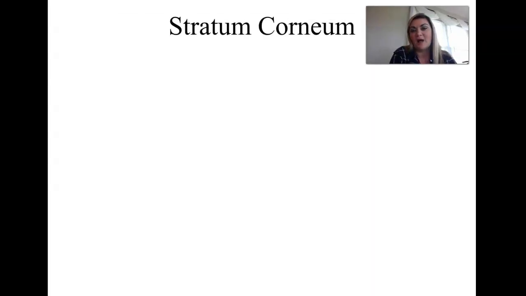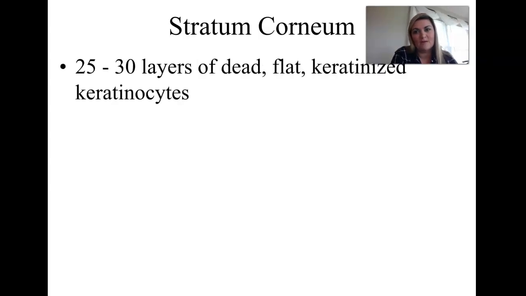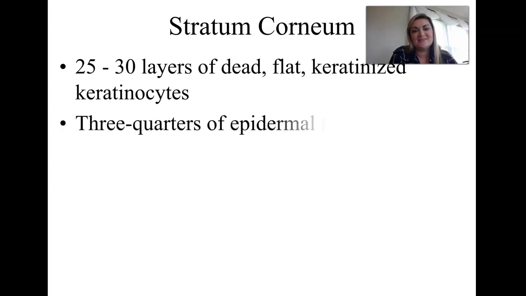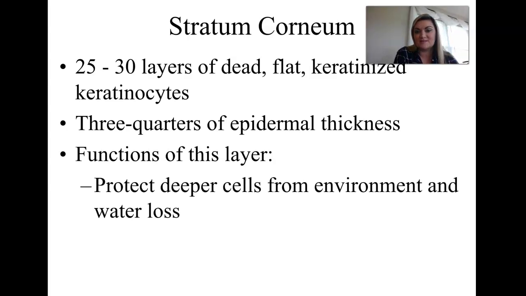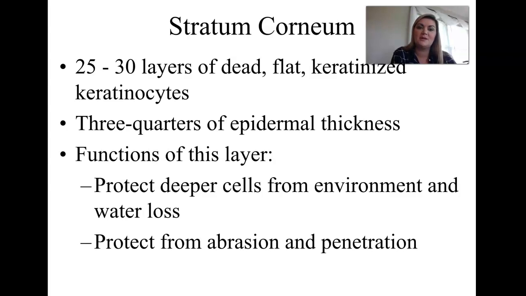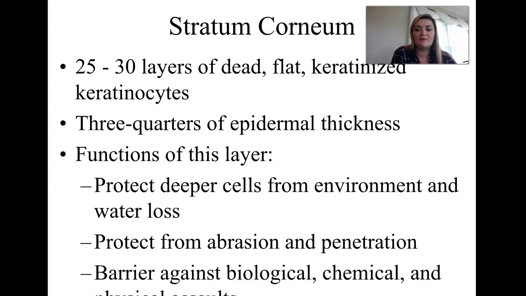Then we go into the top upper layer, and this is going to be the most superficial layer, the stratum corneum. This is going to be 25 to 30 layers of dead, flat, keratinized keratinocytes. They are 3/4 of epidermal thickness, so you're going to find a lot of the thickness up here. Functions of this layer are going to be to protect the deeper cells from environment and from water loss. They're going to protect from abrasion and penetration, and help barrier against biological, chemical, and physical assaults. So it's an overall protective layer.